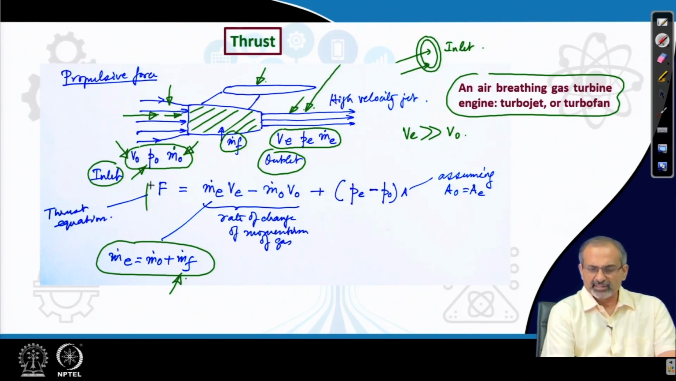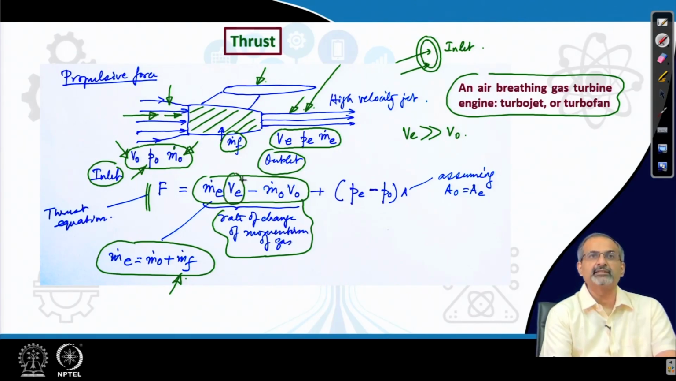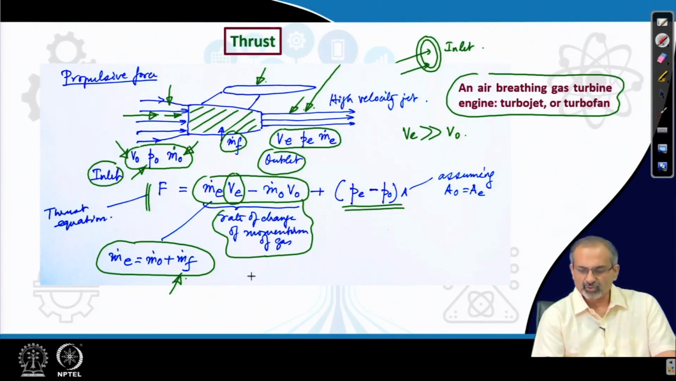Now, the thrust equation looks like this. This is the rate of change of momentum of the gas as it crosses the engine, from which bulk of the thrust is generated. So, it is very important for us to create a high velocity jet, that is primarily responsible for the thrust. There may be some pressure difference between the exit and the inlet end of the engine, but that is usually small. So, the primary reason why thrust is generated is because the engine is able to create a high velocity stream.